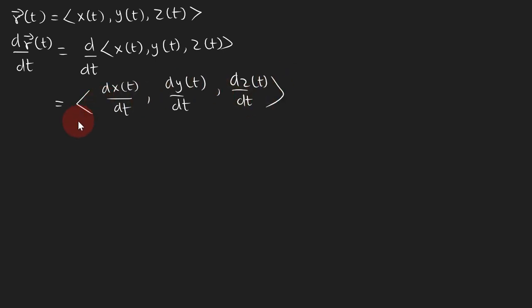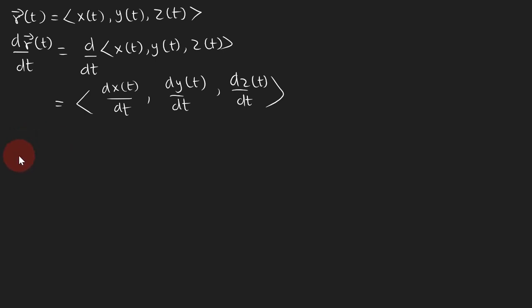So what you can do is find the derivative of each of the component functions. So this will be equal to the derivative of the first component function, x of t, divided by dt, and then comma the derivative of y of t, and then the derivative of z of t. So it's just like differentiating each of the component functions. Okay, so we're going to take an example. We're going to use the question you solved previously.